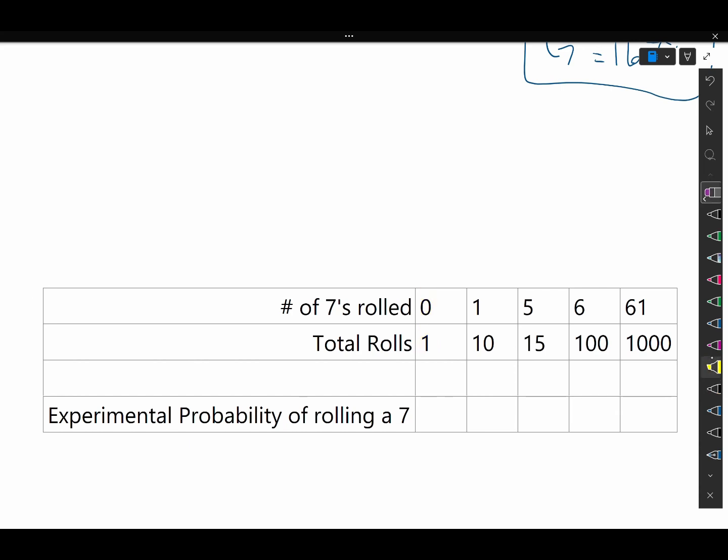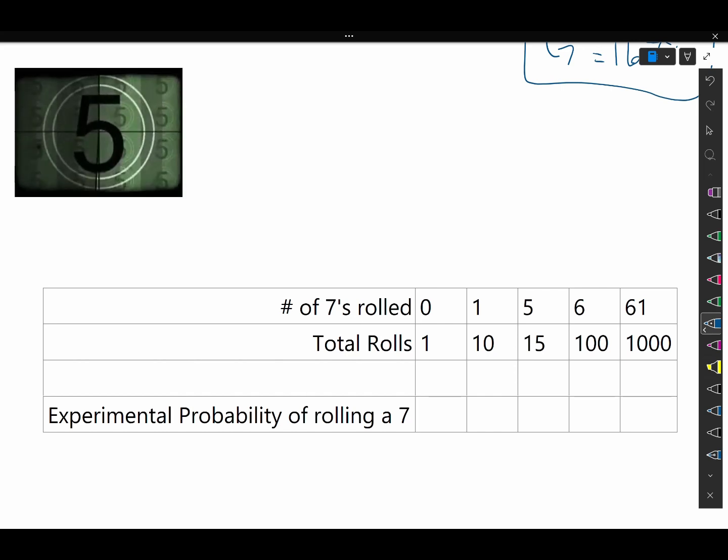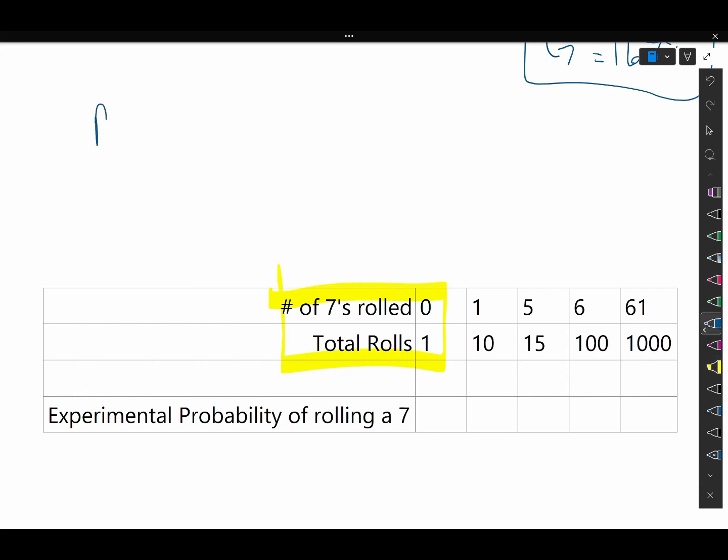I'll encourage you right here, pause the video. I want you to calculate the experimental probability now of rolling a 7 in just this situation where we have only rolled dice once. Go for it. Good, so we're taking the number of successes over the total trials, nice and easy. That is 0 successes over one trial. That is 0% of the time we have experimentally rolled a 7 right here. Our experimental probability is 0%.